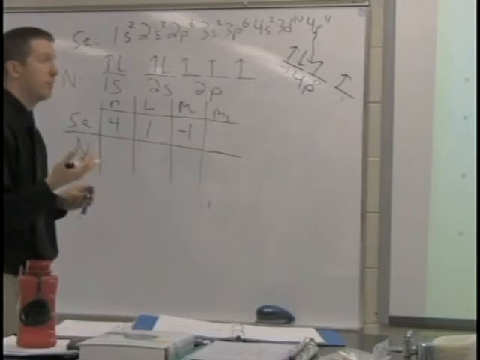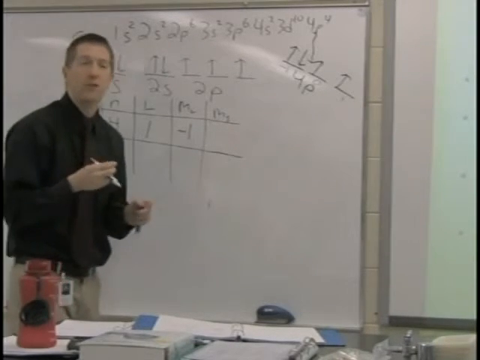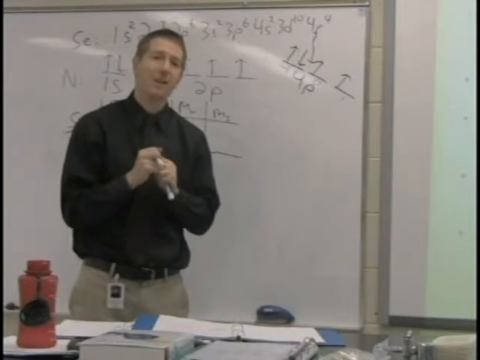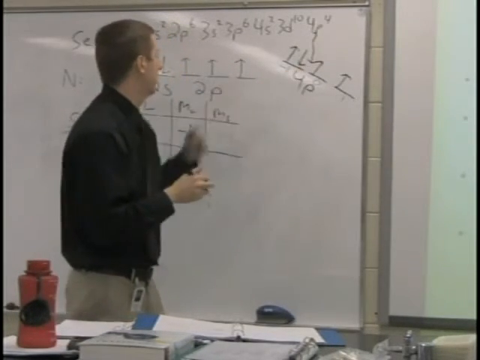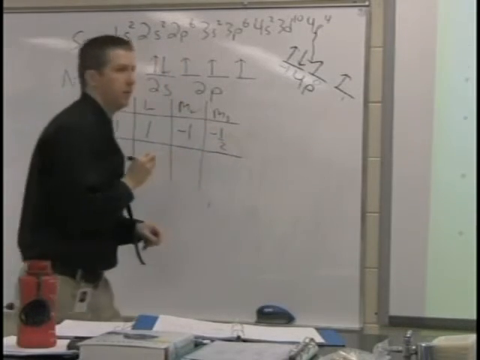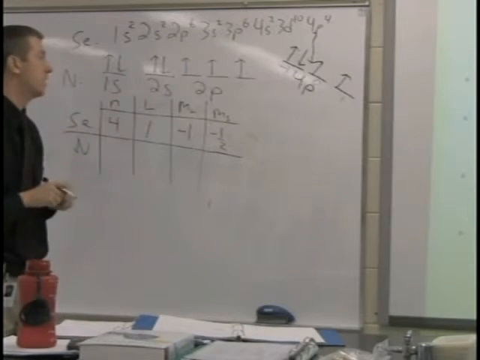Lastly, the +1/2, -1/2 refers to the spin. If the last arrow is pointing up, it's a +1/2. If the last arrow is pointing down, it's a -1/2. In this case, -1/2. These are the 4 quantum numbers for the selenium problem.